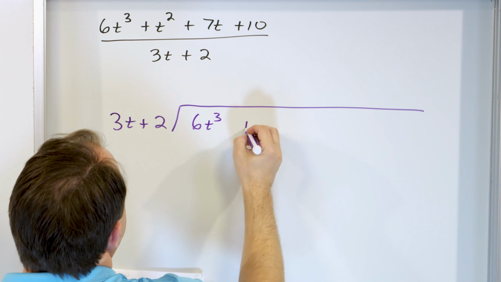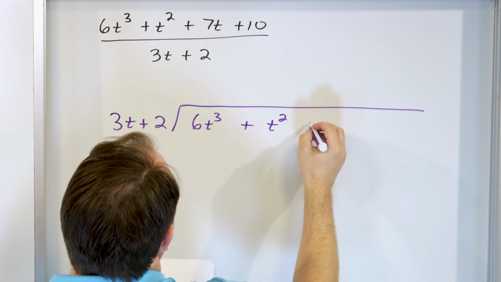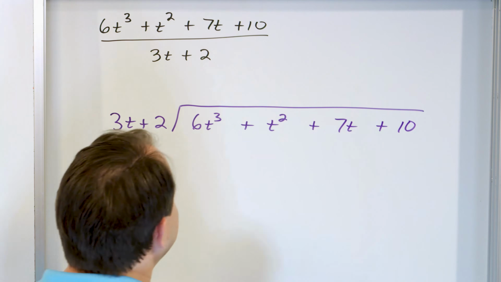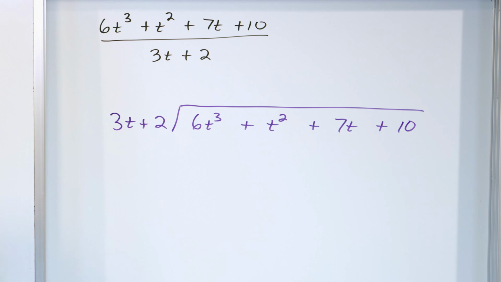6t cubed. Leave yourself some room. That's another thing I always see students do, is they write things too close together, and then basically you're scribbling and you're erasing and you never have any room. You have to give yourself room to breathe.